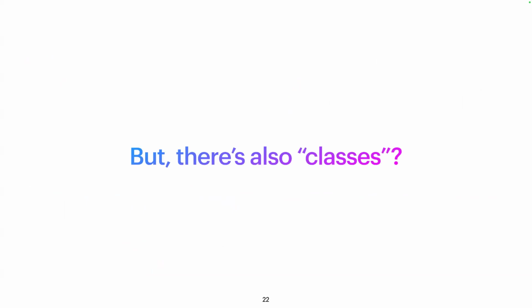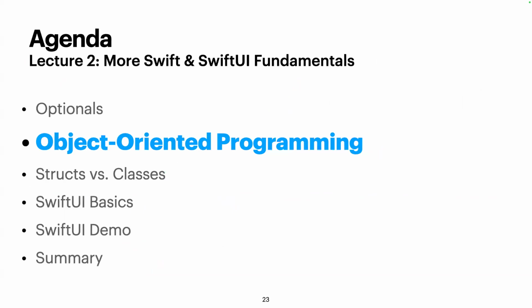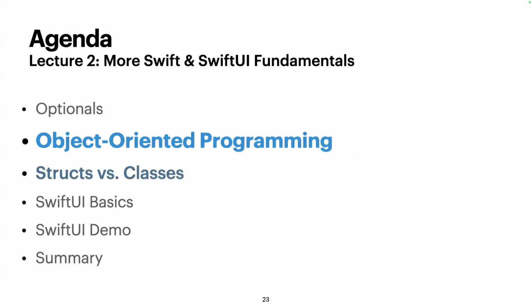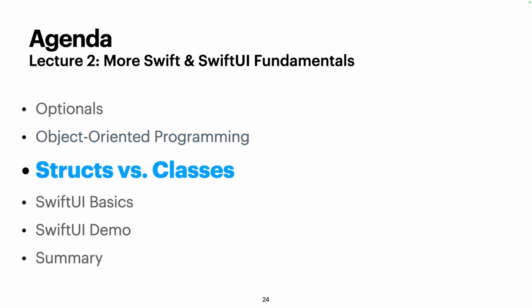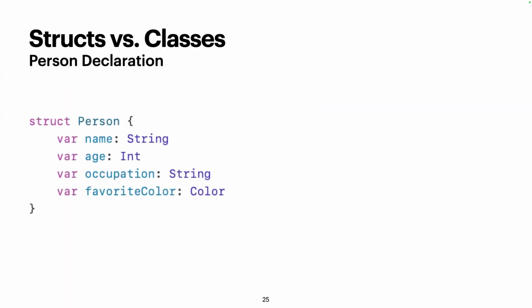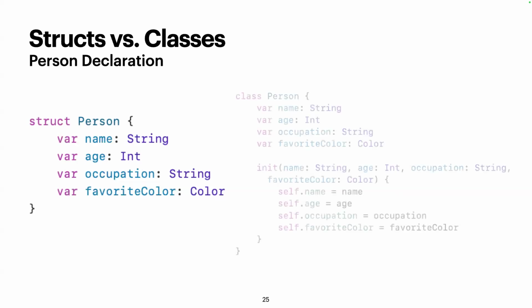In other languages, you might have heard of classes, and we'll get to that in a bit. Actually, we'll get into it right now. So let's talk about the difference between a struct versus a class in Swift. This is how we declare, as we've seen, a person using a struct in Swift. So we encapsulate these data types. We have the struct keyword.